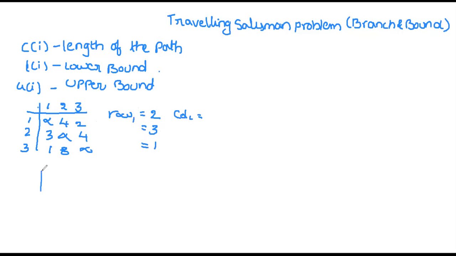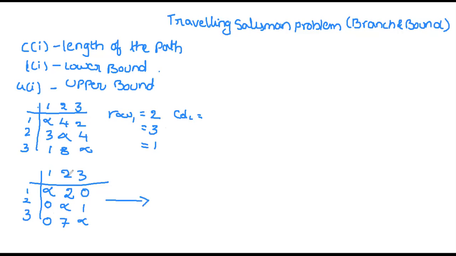Here is the matrix with rows 1, 2, 3. 2 will be subtracted from the first row. Infinity minus 2 becomes infinity, 4 minus 2 becomes 2, 2 minus 2 becomes 0. In the same way 3 is subtracted from the second row, giving 0, infinity, 1. 1 is subtracted from the third row. This is the matrix after row reduction. Then, after this, apply column reduction.